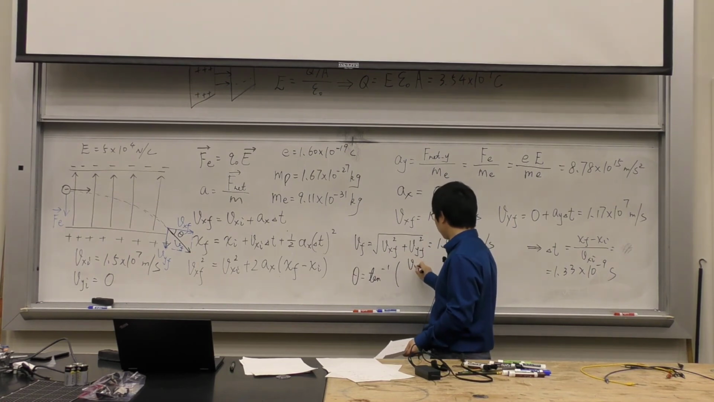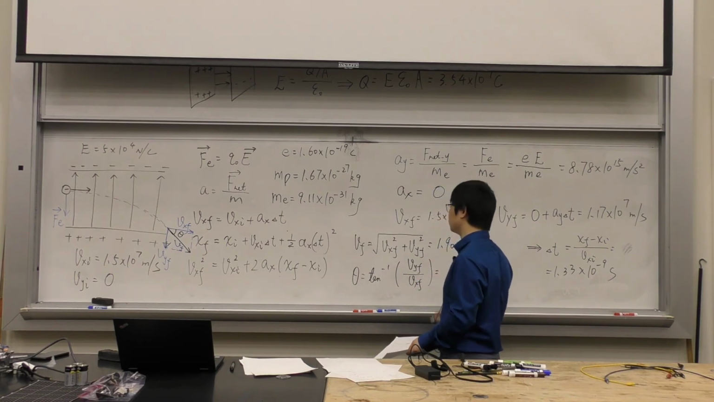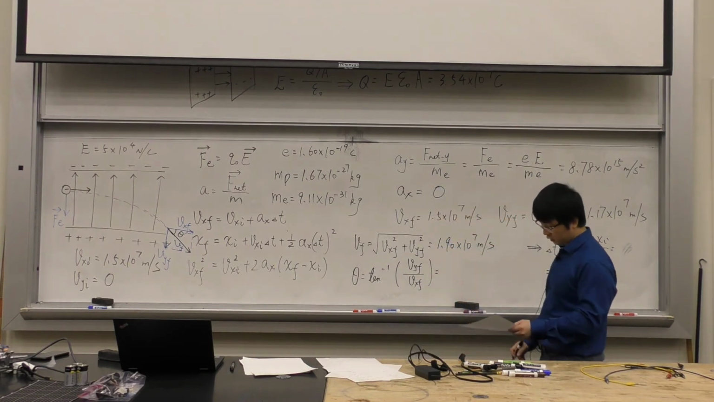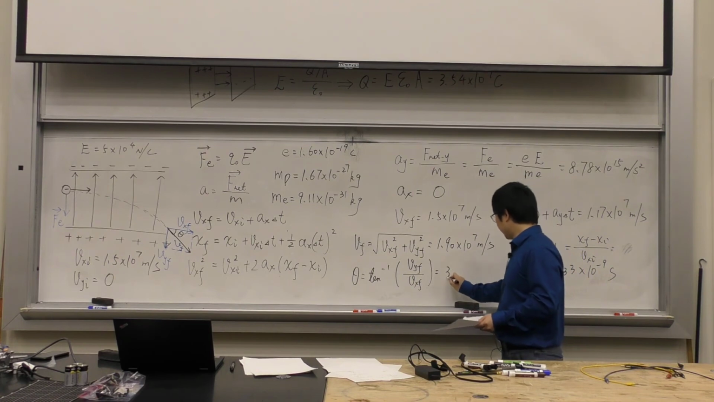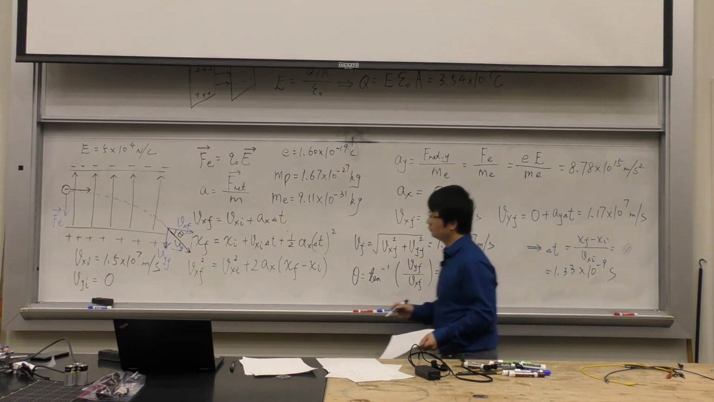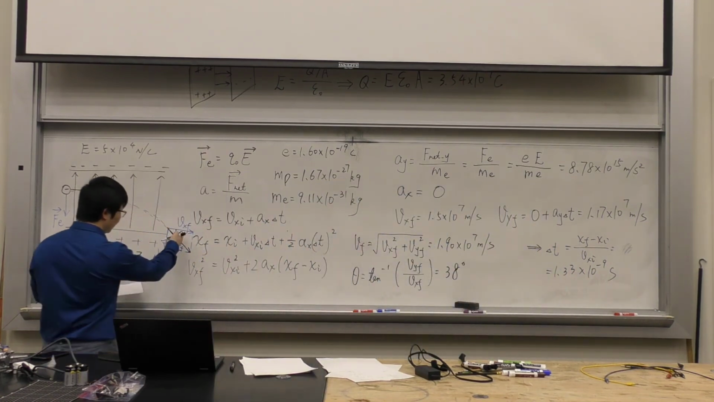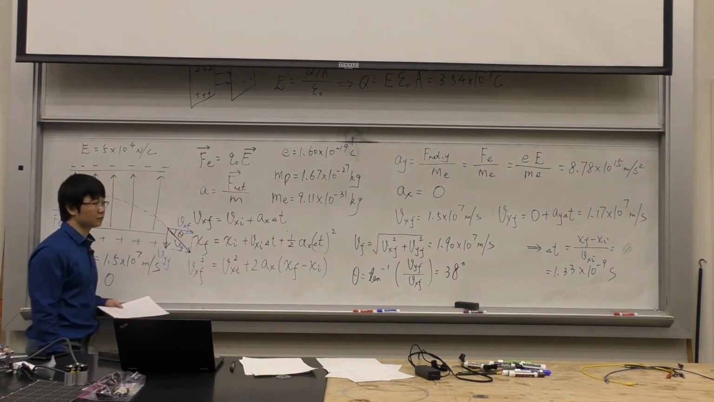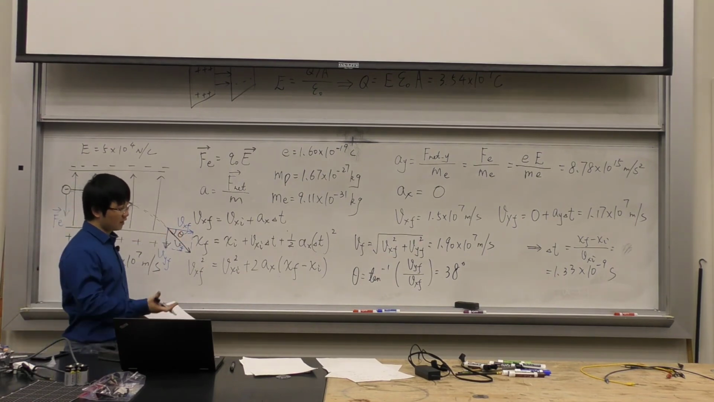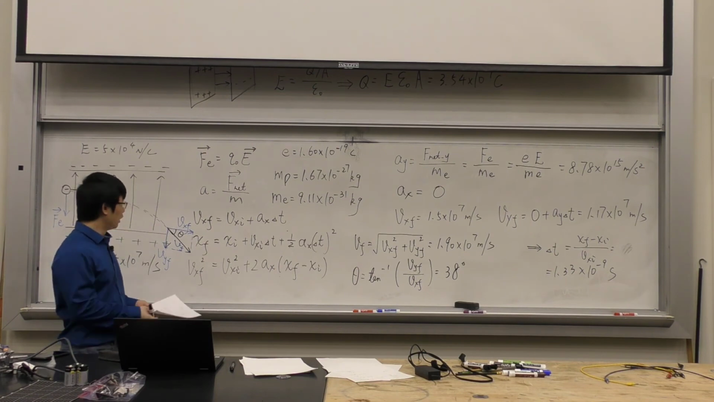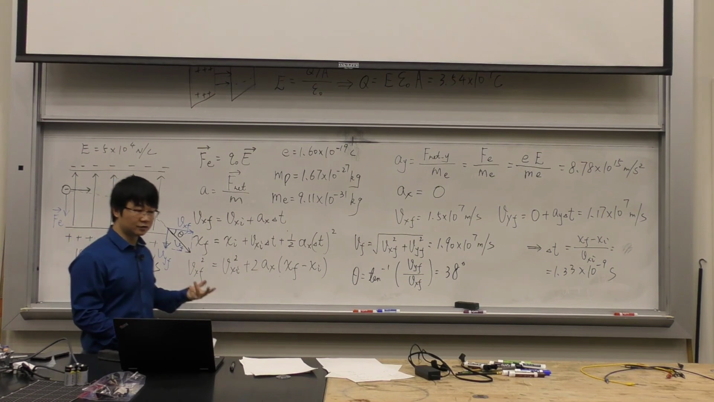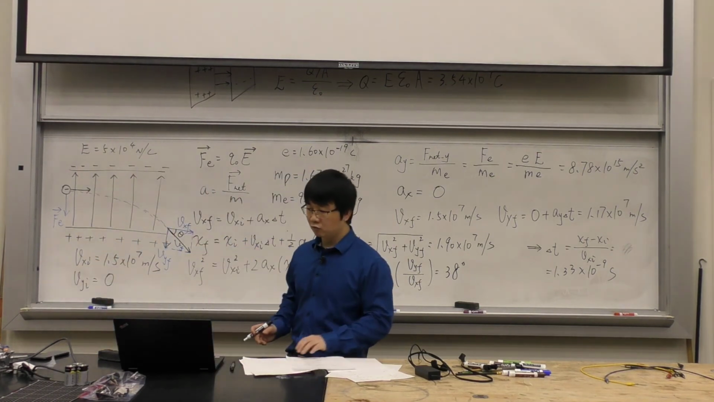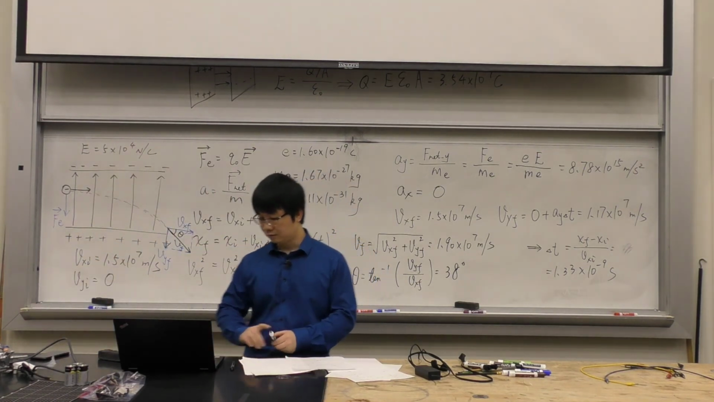Again, you draw it out, you know which one over which one. You don't need to remember these shortcuts. So this is going to give me 38 degrees, so 38 degrees below positive x. That's how I'm going to describe the magnitude and direction of this final velocity. So this is exactly horizontal projectile motion.